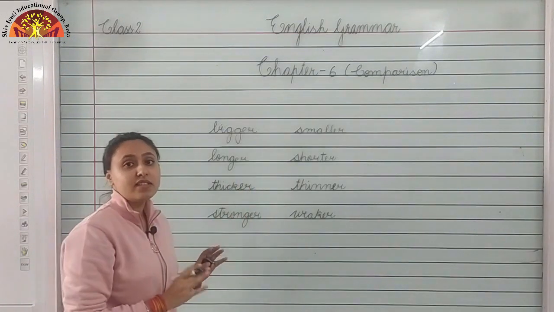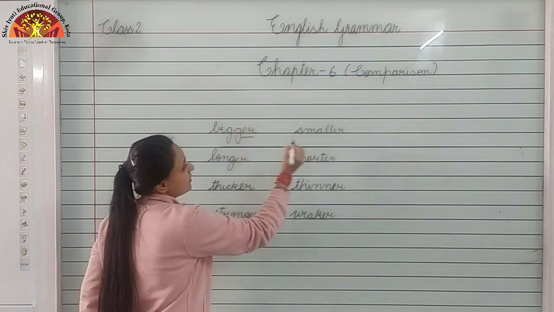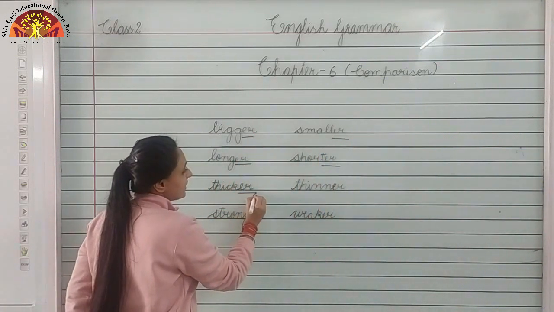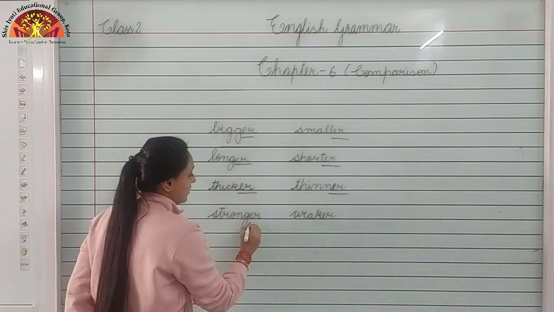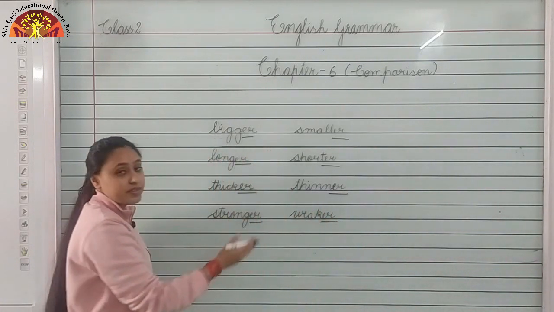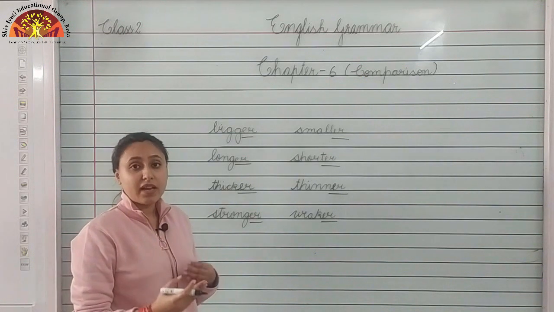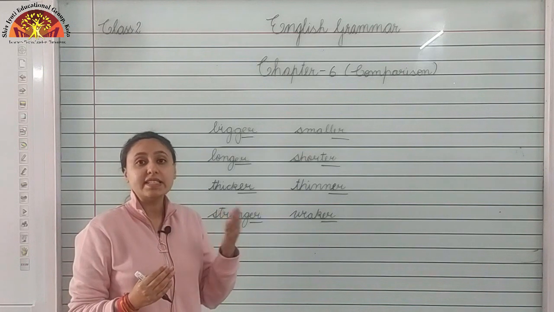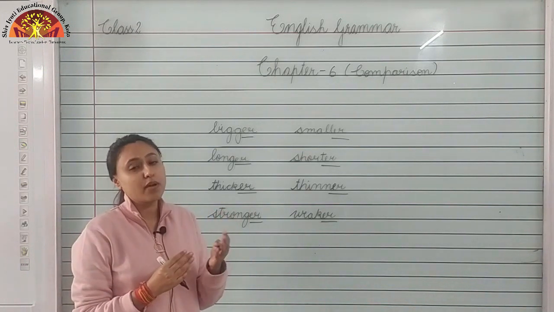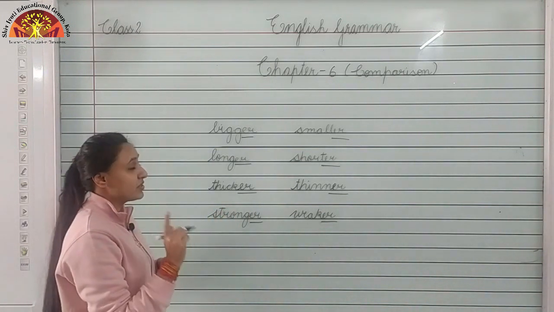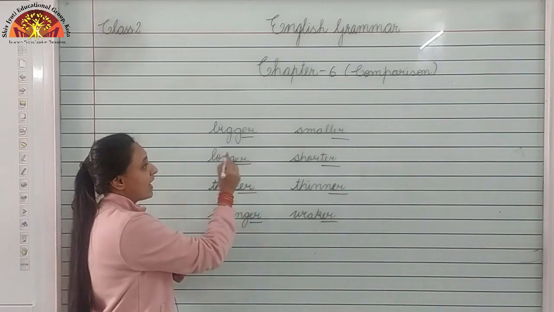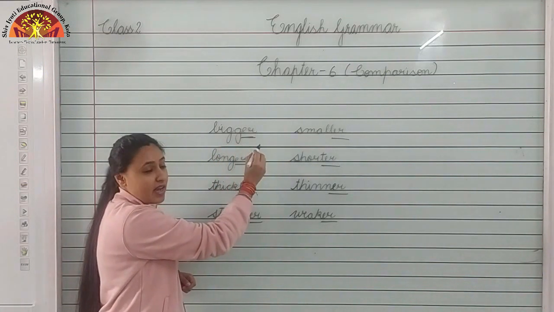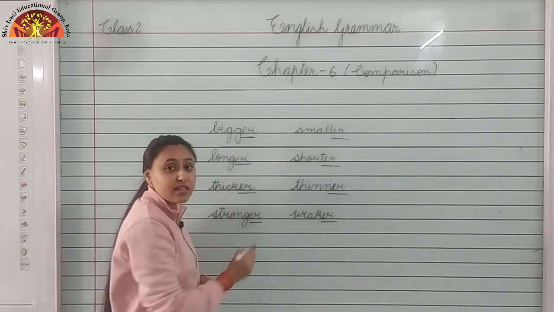Okay. So children, these are some words: bigger, smaller, longer, shorter, thicker, thinner, stronger and weaker. So children, these adjectives help us compare between two things and tell us how things differ from each other. Okay. And children, you have to keep in mind that when we compare between two things, it generally ends with ER. Look here, it generally ends with ER.